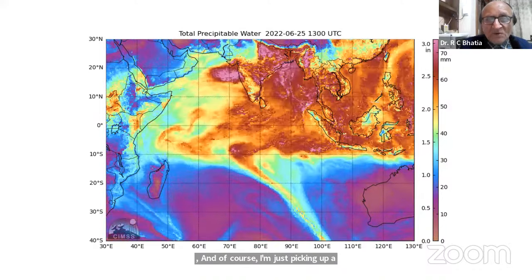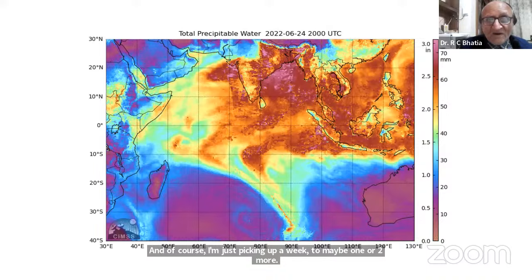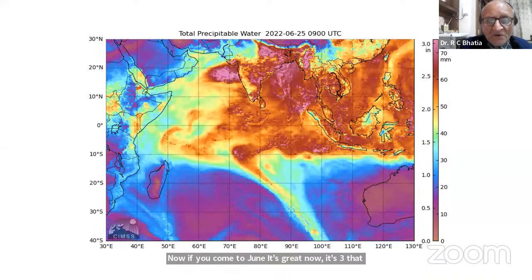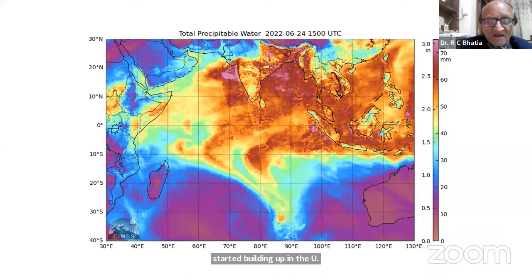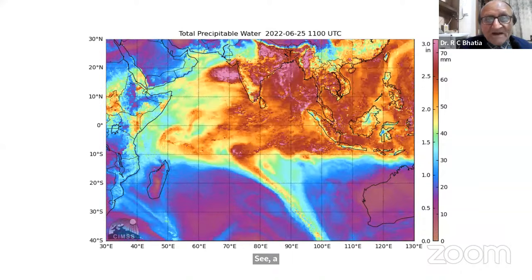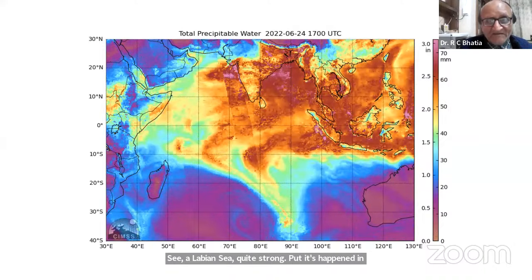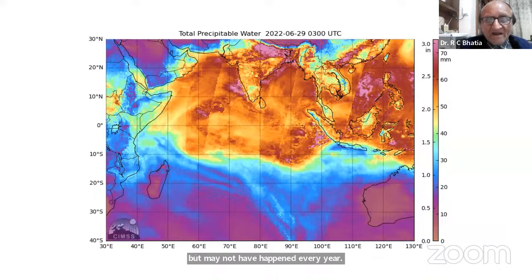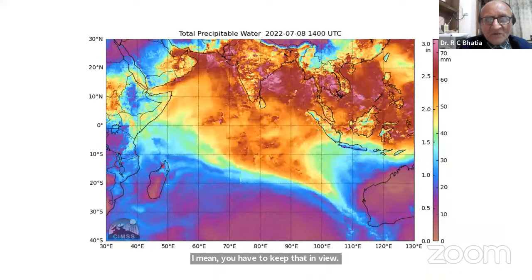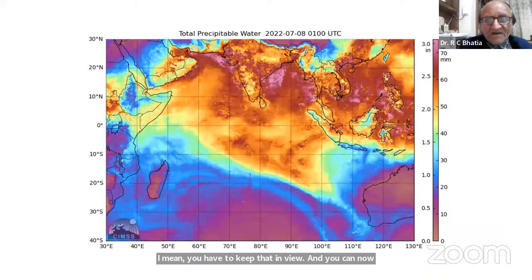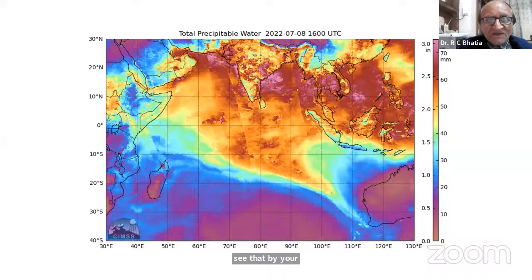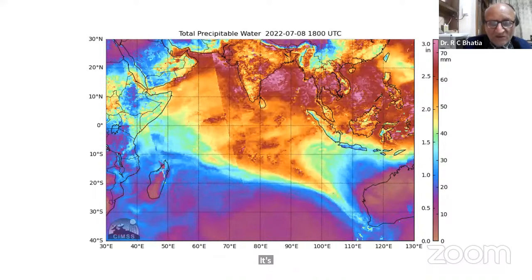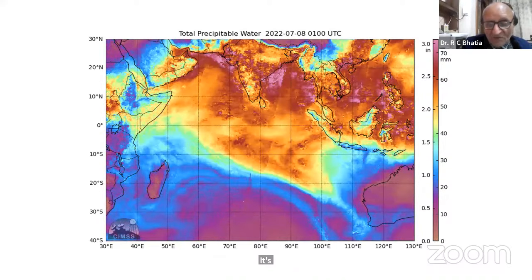Now, if you come to June, easterlies have started building up in the Arabian Sea, quite strong. But it happened in 22, but may not have happened every year. I mean, you have to keep that in view. And you can now see that by about 7th, 8th August, it's covered almost. So what you see is basically northward progression of the moisture.